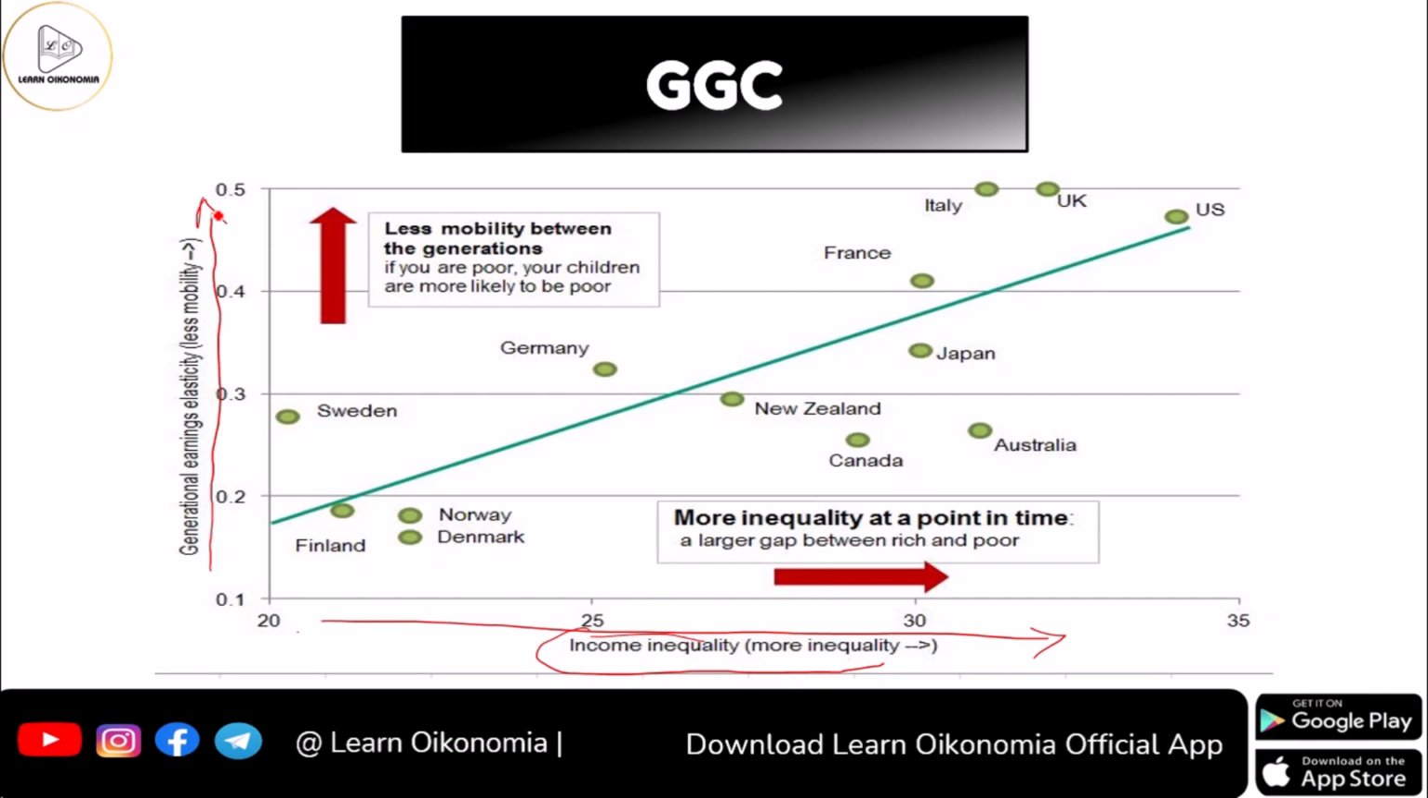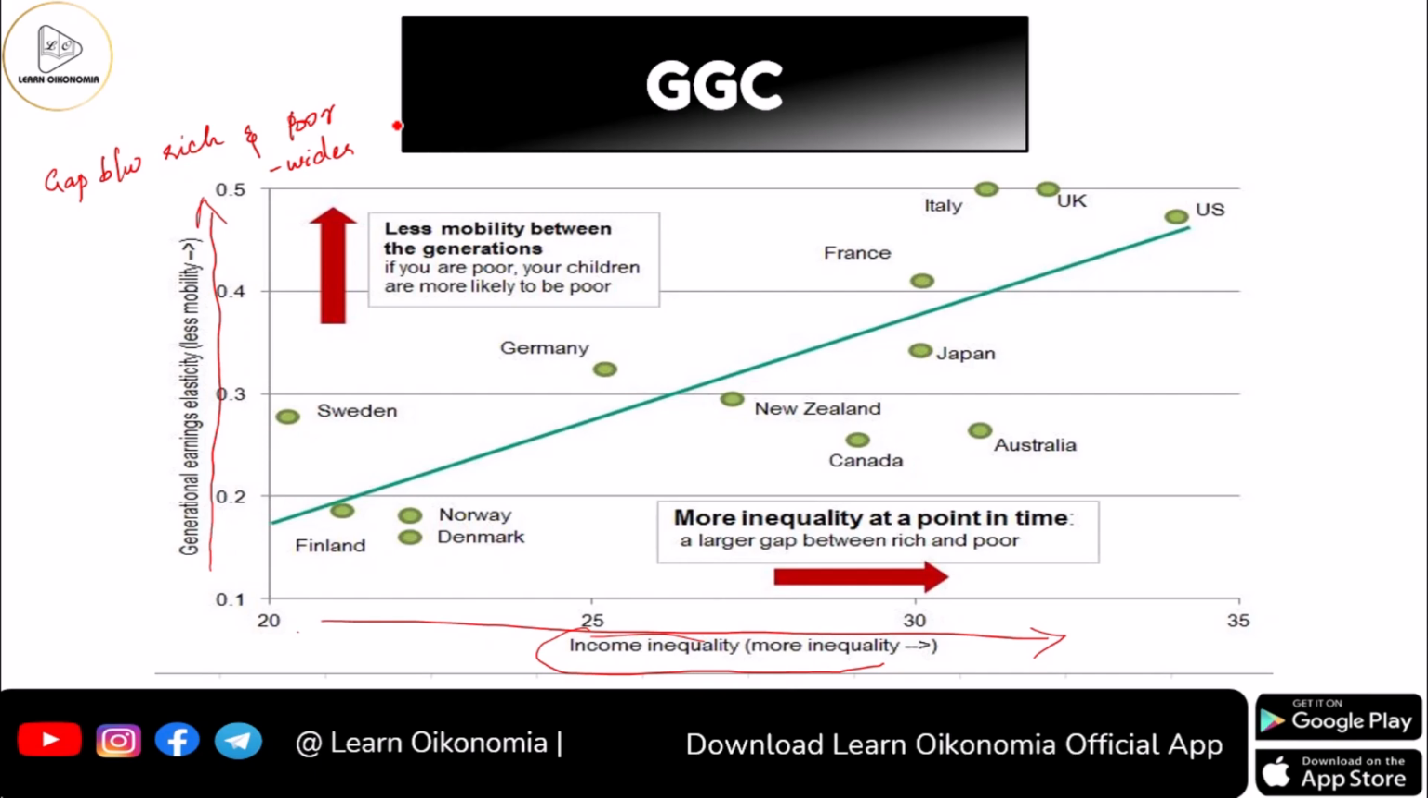Now, what we can infer from such a curve is that whenever there is more inequality, there exists a larger gap between the rich and poor. Isn't it? That is what we consider as inequality. Inequality in income means the gap between the rich and poor will be wider. That is what we mean by more inequality.